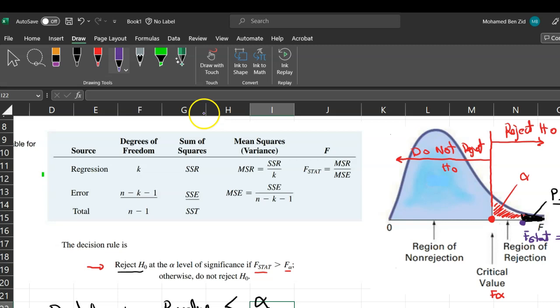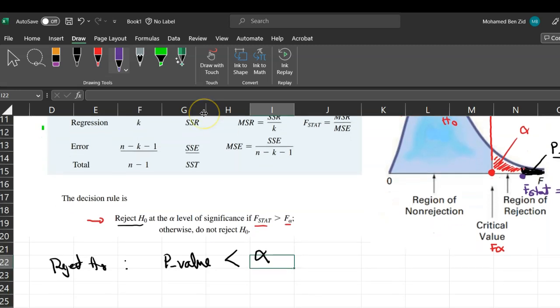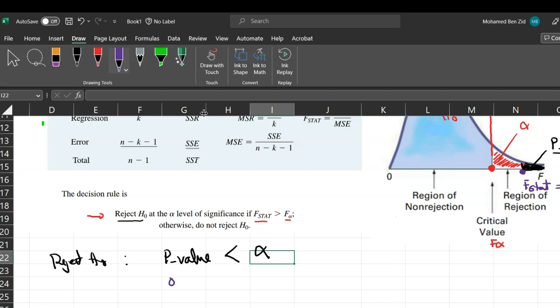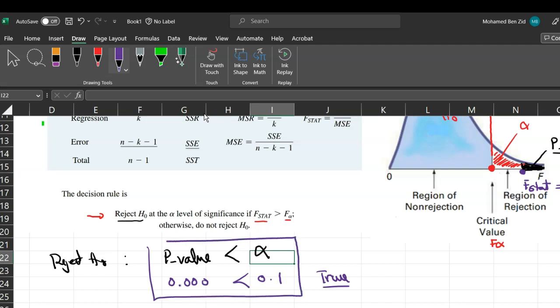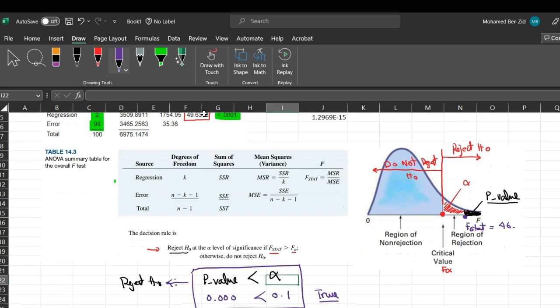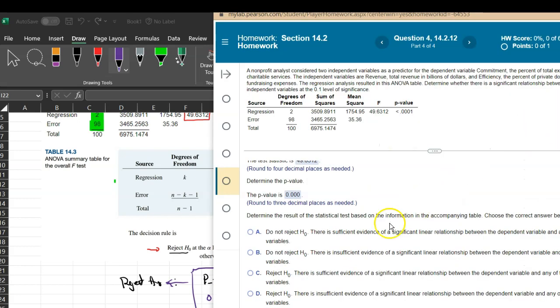Because the p-value is smaller, the F stat is greater than F alpha, so we can reject. In other words, we just have to verify whether the p-value, which is 0.000, is less than 0.1, our level of significance. Is it a true statement or false? This is true. Every time you get this statement true, you are rejecting H0. I hope this is clear.